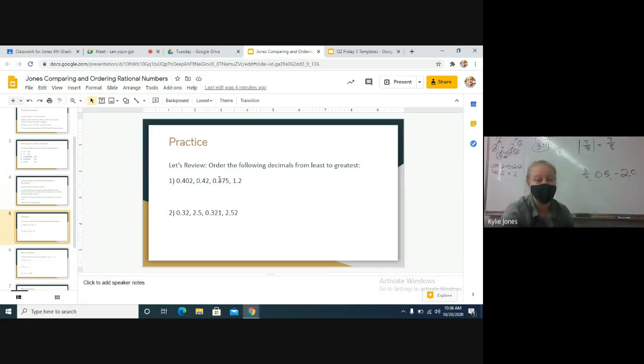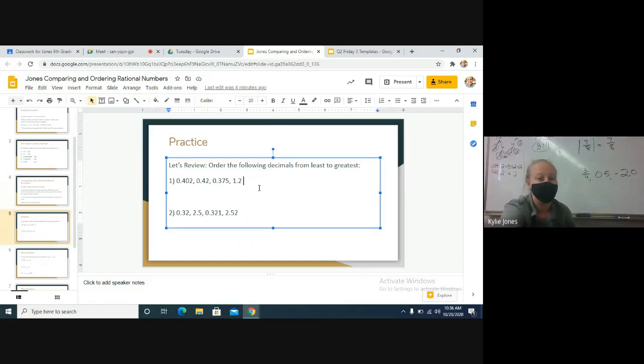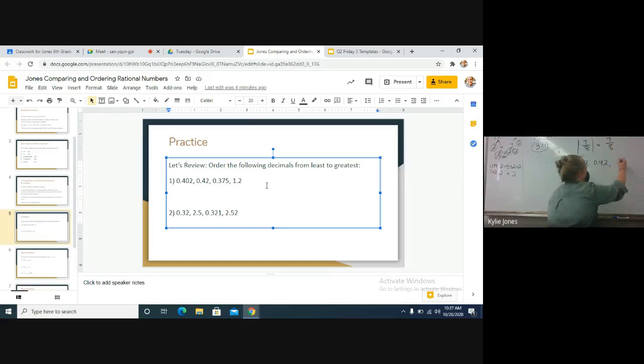The first ones we have all decimals, because like I said, I find it easier to work with decimals, so we're going to talk about putting these in order first, and then we'll look at some that are not in order. So we have 0.402, 0.42, 0.037. Okay, so we have our 4 decimals here.